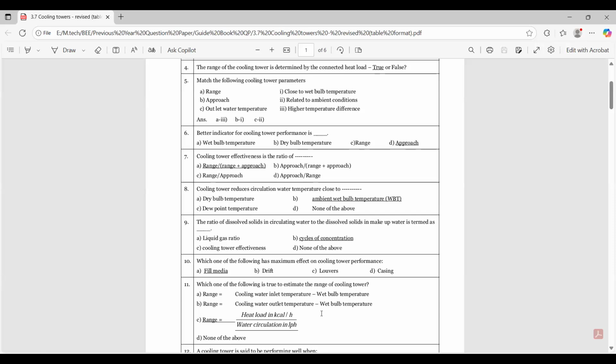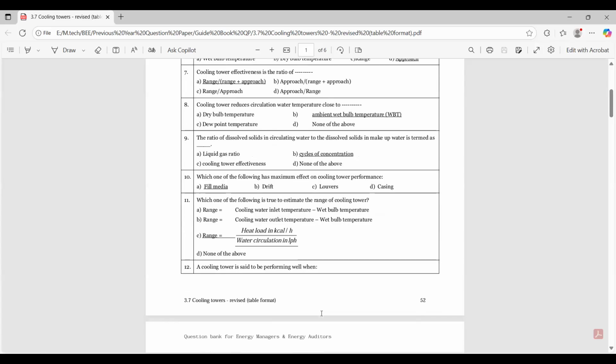Which one of the following is true to estimate the range of a cooling tower? Range of the cooling tower means heat load in kcal divided by water circulation. So m Cp delta T is there. M is your water circulation, Cp is always 1. So can you calculate delta T with the help of Q divided by m?